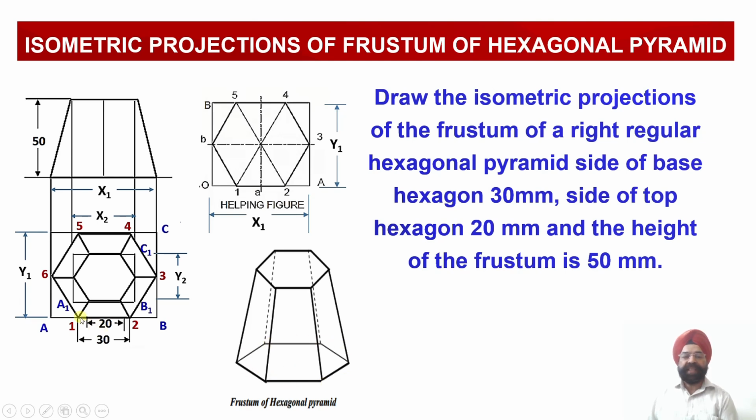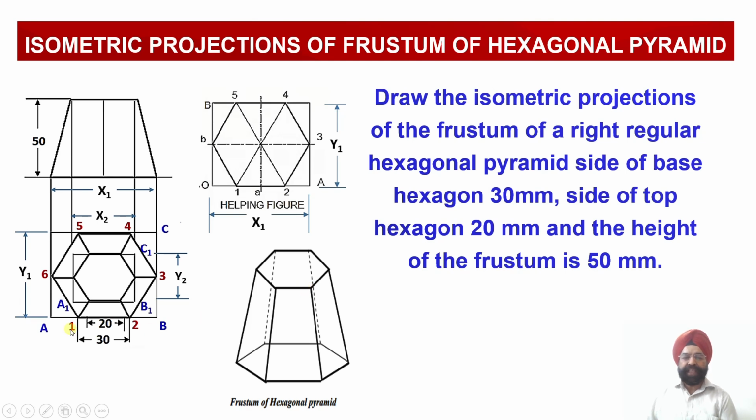Now this hexagon edge will be 30 millimeter. So we are going to make the geometric construction corresponding to this 30 millimeter, that is the edge length will be 1 to 2, and this is the outer hexagon which will be obtained, and the points of the hexagon will be 1, 2, 3, 4, 5 and 6. Now we know that this is the upper portion of the frustum, so here the edge of the hexagon will be 20 millimeter.